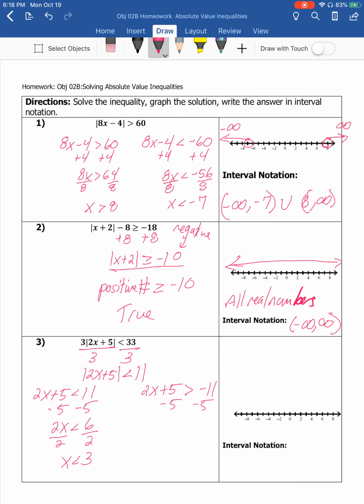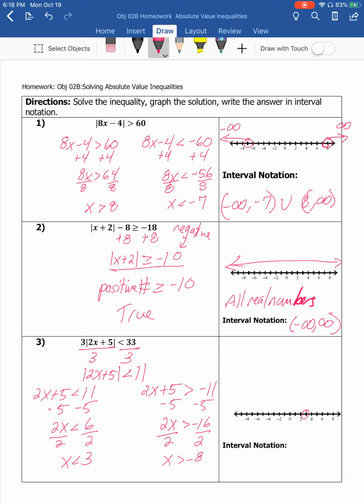I subtract 5 from each side. 2x is greater than negative 16. Divide by 2. X is greater than negative 8. And so I graph it. So I put a little circle around 3. It's going to be an open circle still in this case.